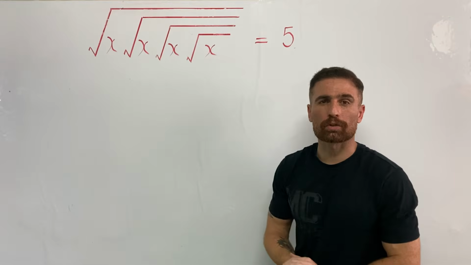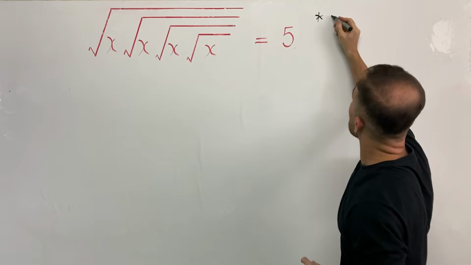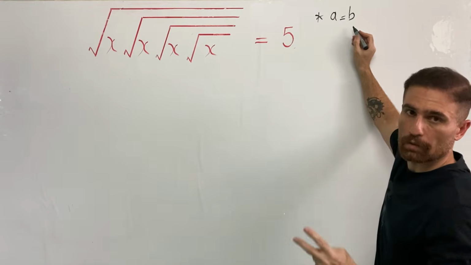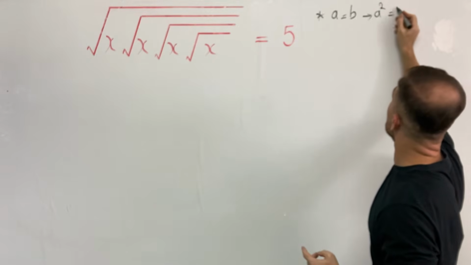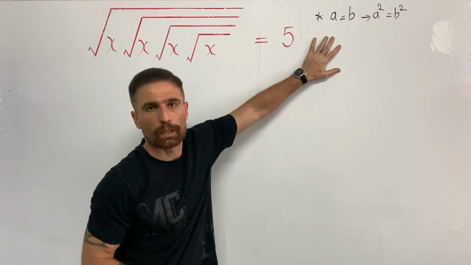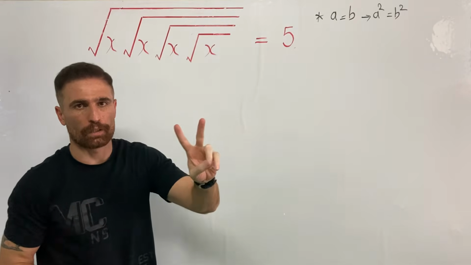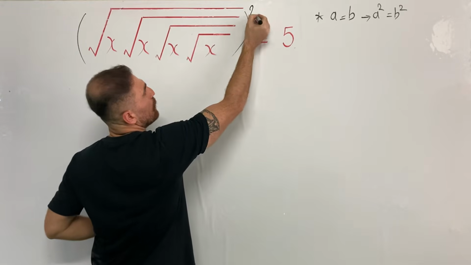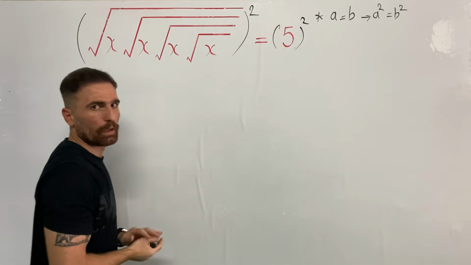To solve this, I'm going to start with a very simple math that says if we have a equals b, we can raise both sides to the power of 2 and write a to the power of 2 equals b to the power of 2. Now, how can we use this simple rule to start the solution? So, raise both sides to the power of 2. Let's see what happens. Left side to the power of 2, right side to the power of 2.